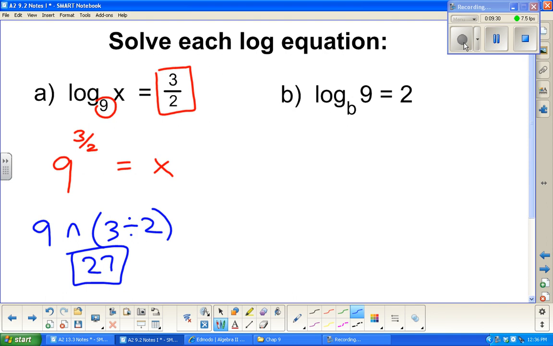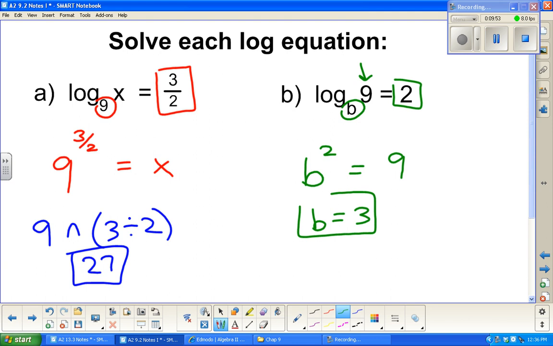For part B over here, let's do the same thing. Let's change it to exponent form and see what we can do. Base is b, exponent is 2, the number that it equals is 9. So we're trying to find out what number to the second power equals 9. We go ahead and take square roots, so we probably know this one. The answer is going to be b equals 3. So that's what the base would have to be. We use b for that one.